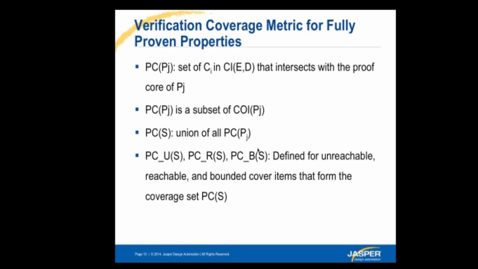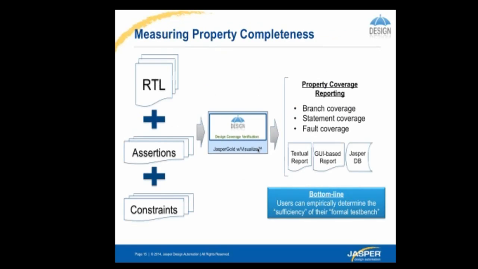To achieve this analysis, we leverage the formal engines to delineate the proof core from the COI of each property. This will give us a precise coverage measurement. Basically, the coverage app that we have in Jasper provides a set of capabilities besides the analysis to collect or compute the coverage model. For the time being, it is branch coverage, statement coverage, and fault coverage. So the app produces a set of reports, either textual reports or GUI-based reports, or a Jasper database of the coverage.